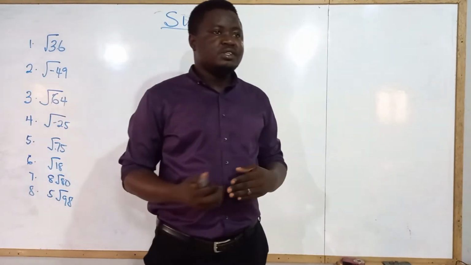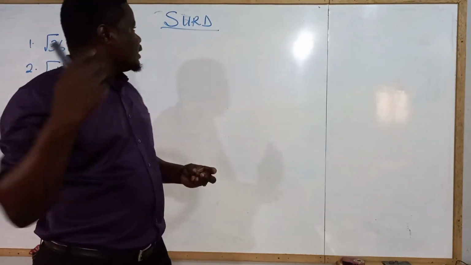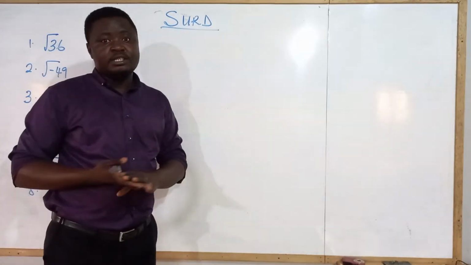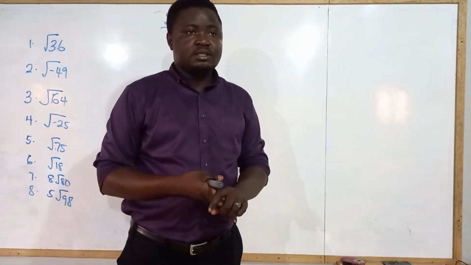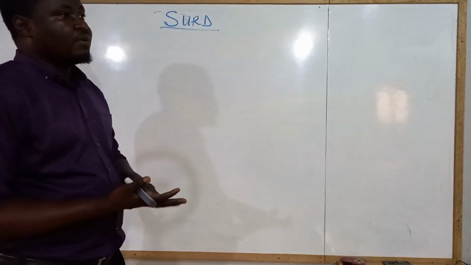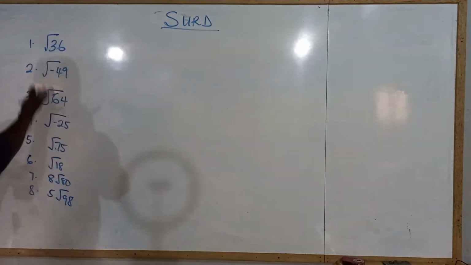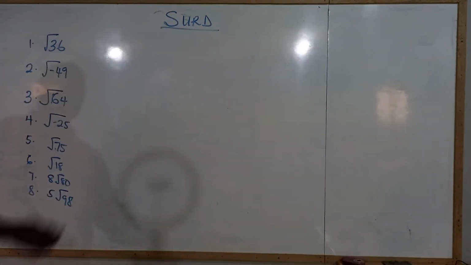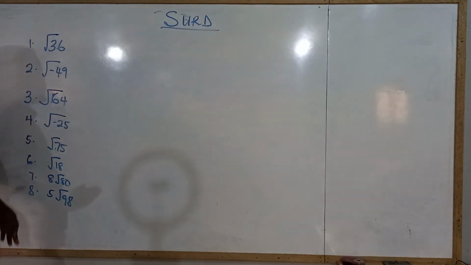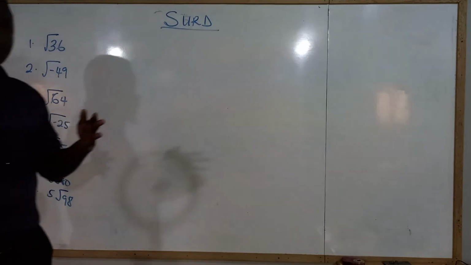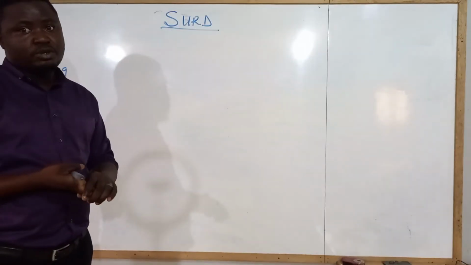In our previous video, we explained the meaning of set and the types of set. Today we are going to learn how to simplify radicands. Now let's look at the questions on the board. We have the first one to be square root of 36. And to be able to simplify any radicand, you should know all your perfect squares.